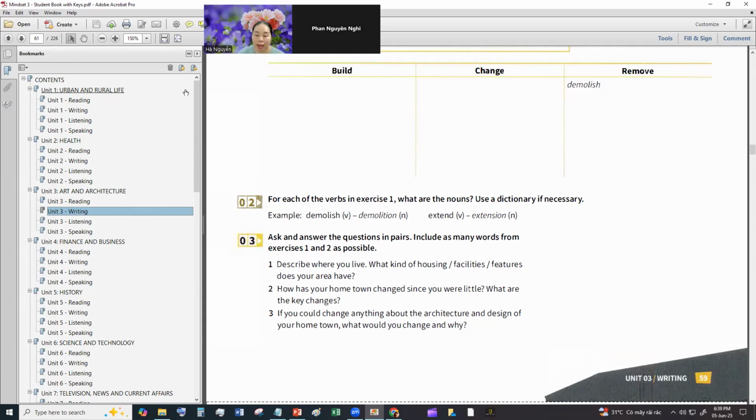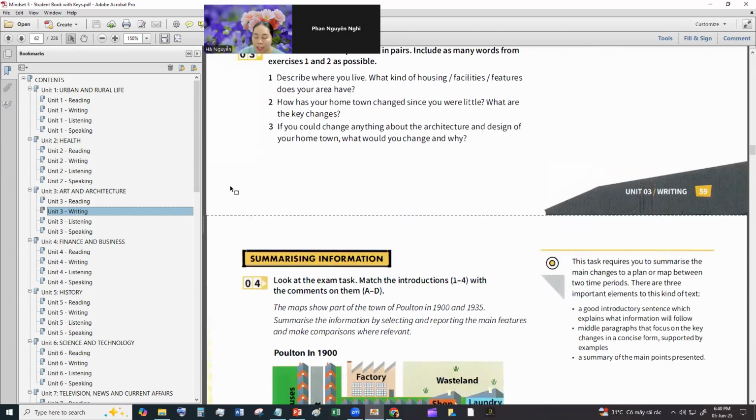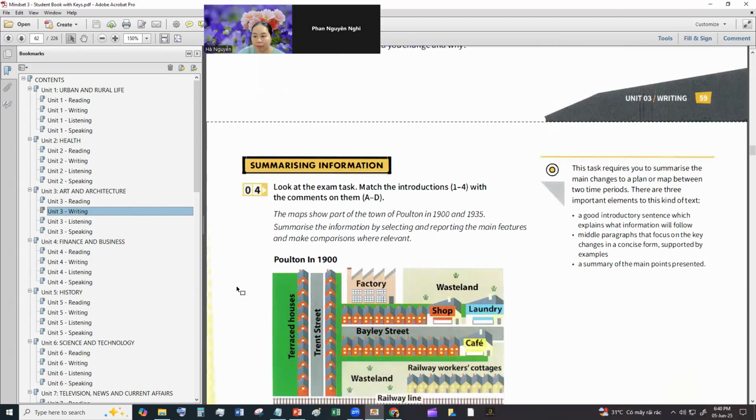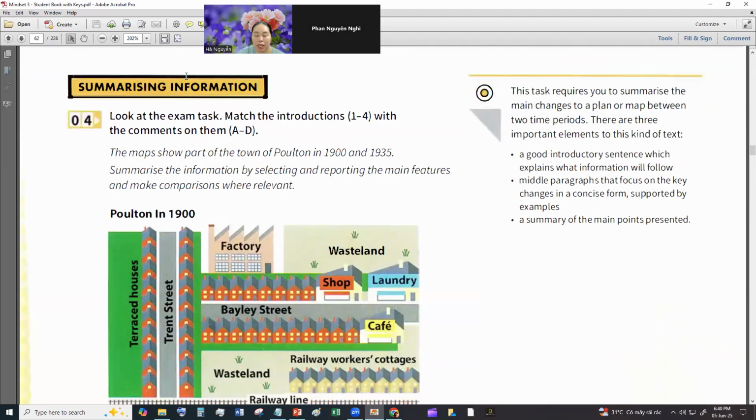So yes, we see that there are many facilities around your area. And yes, there are some changes as you've expressed. So now let's have a look at a different area, a map of a town. Okay. So summarizing information is a key technique for you when you do the map description task type. This task requires you to summarize the main changes to a plan, a map, between two time periods.